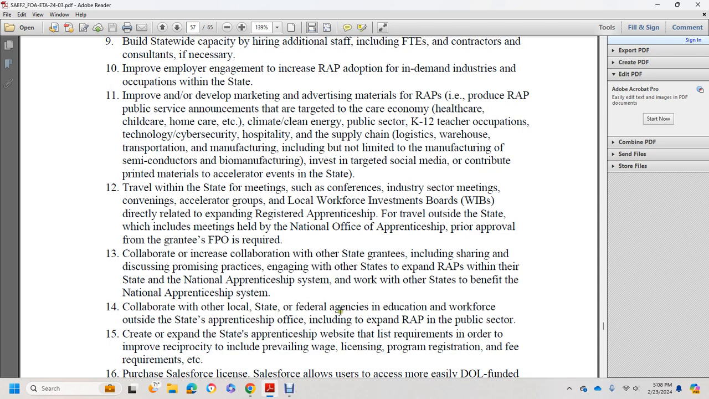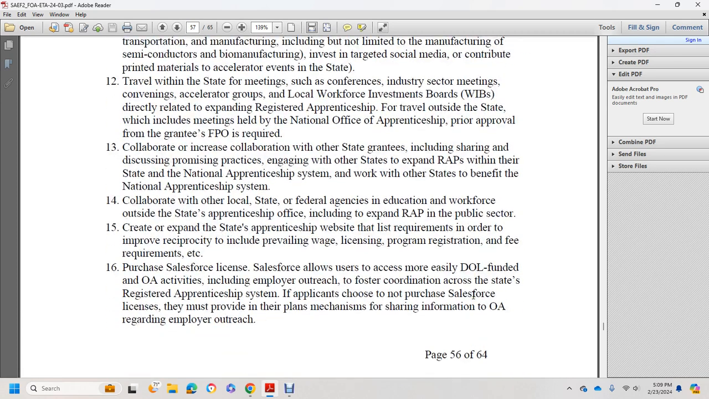14. Collaborate with other local, state, and federal agencies of the education and workforce systems outside of the state apprenticeship office, including the registered apprenticeship public sector. 15. Create and expand the state apprenticeship website with a list of requirements in order to improve reciprocity, including previous and prevailing wages, licensing programs, registration and fee requirements, etc.